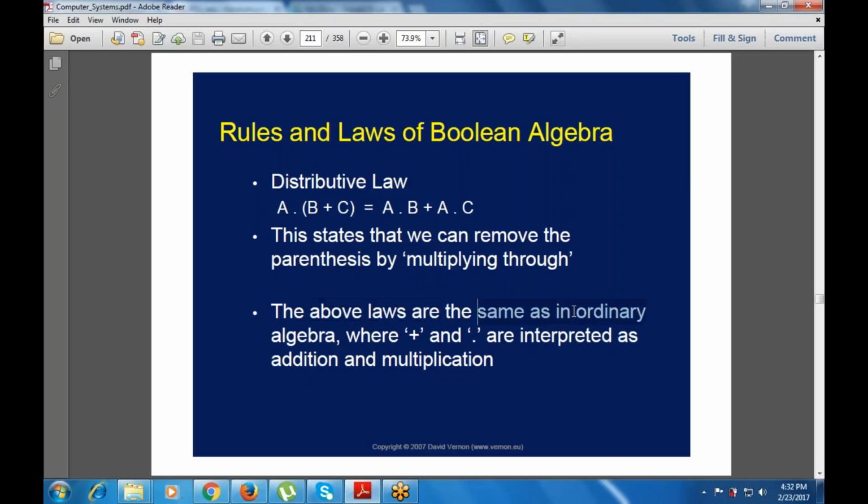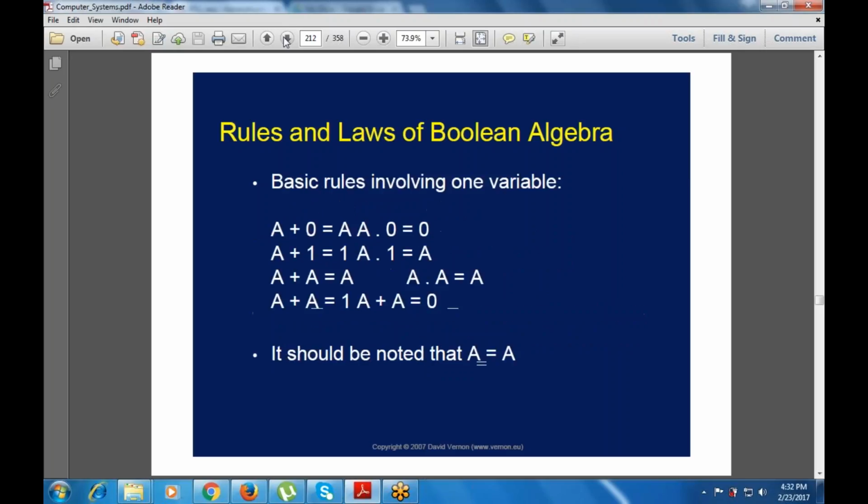The above laws are the same as in ordinary algebra, where plus and multiplication are interpreted as addition and multiplication. The basic rules involving one variable: A plus 0 equals A, A into 0 equals 0, A plus 1 equals 1, A into 1 equals A, then A plus A equals A, and A into A is again A. Then A plus A dash, that means complement, equals 1, and A into A complement is 0. It should be noted that the double complement of A is always A.